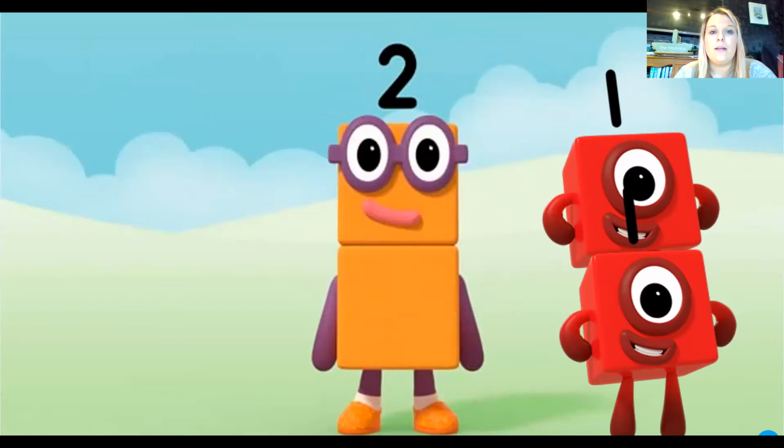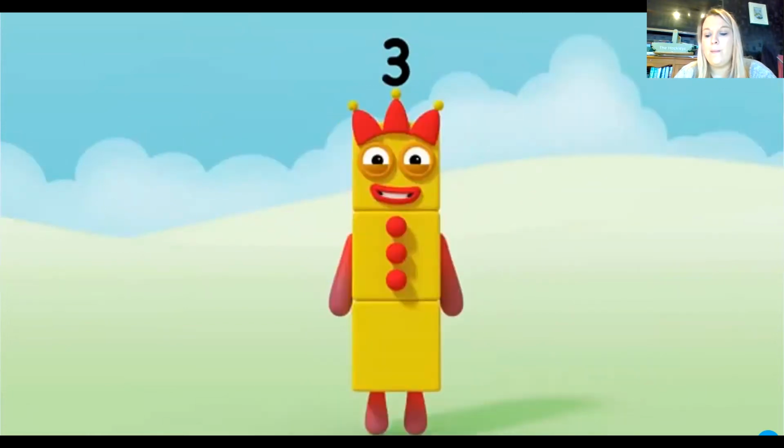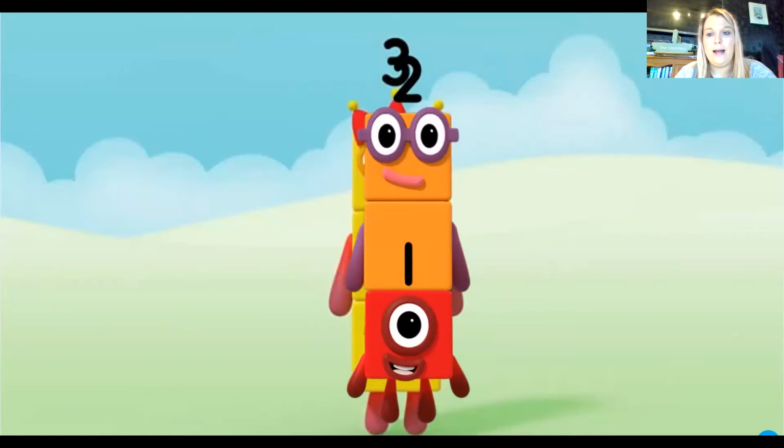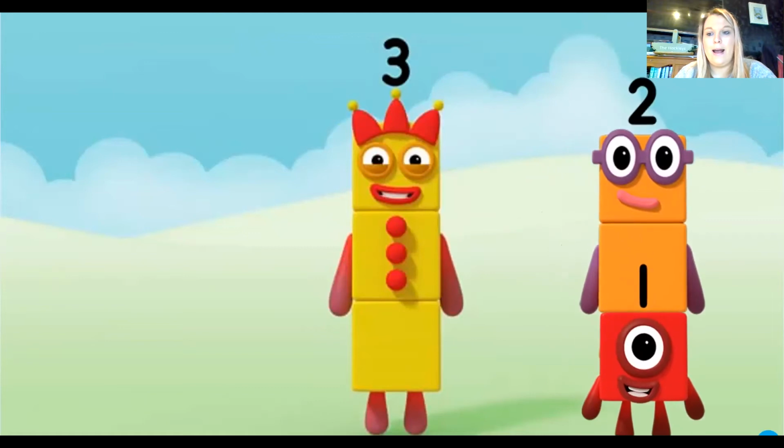Good. Next one, we've got the number 3. Can you think of any combinations that make 3? What numbers work together to make 3? Have a think about that. We can have a 1 and a 2. 1 and 2 makes 3. Can you say that? 1 and 2 makes 3.